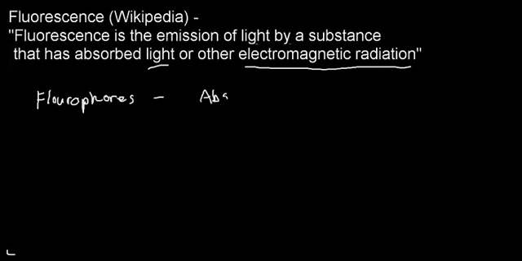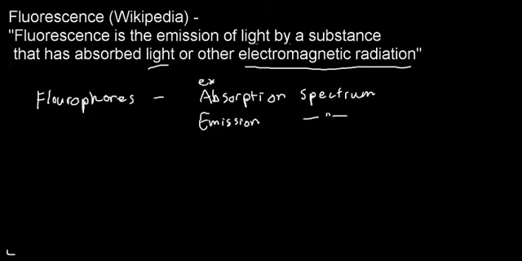That's called their absorption spectrum. And accordingly, they have a specific spectrum that they can emit light in, and that is called the emission spectrum. You will also see oftentimes the absorption spectrum referred to as the excitation spectrum, which is really the same thing.